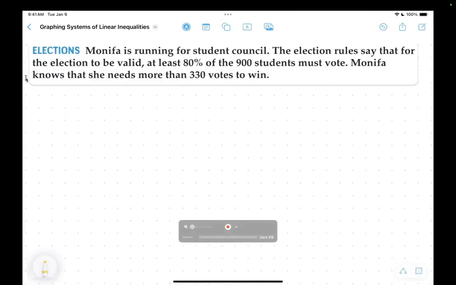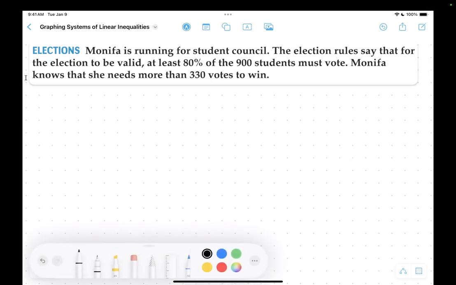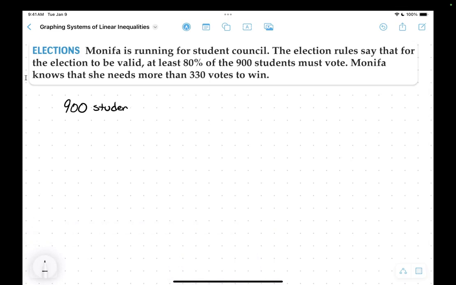Okay, the last thing I want to talk about is how to decide whether or not the answers you get to a problem are reasonable. So here is a question in which someone is running for student council, and the election rules say that for the election to be valid, at least 80% of the 900 students must vote. So we have 900 students and 80% must vote for the election to be valid. How many students is that? What is 80% of 900? And that will tell us how many people have to vote.